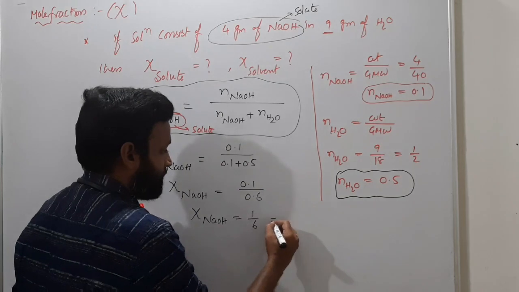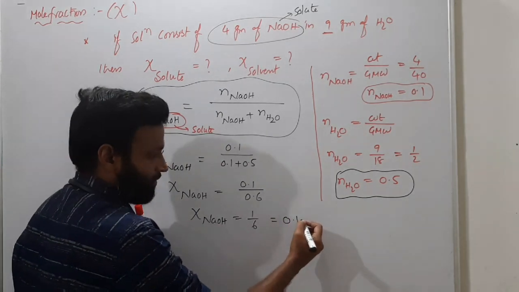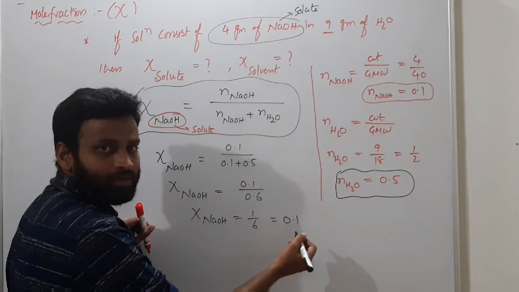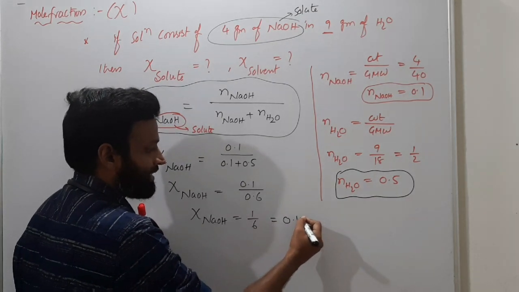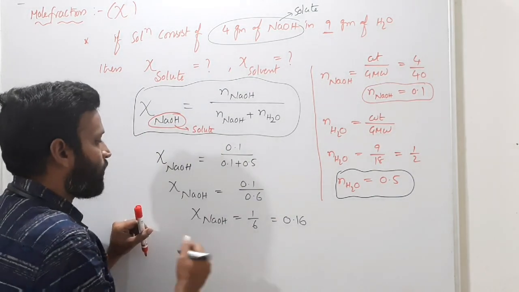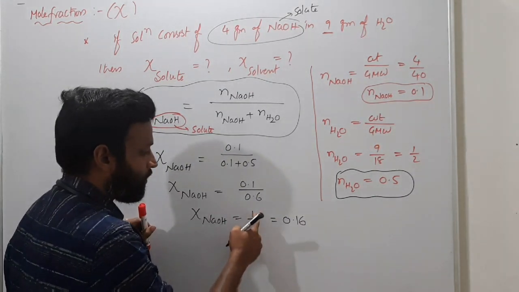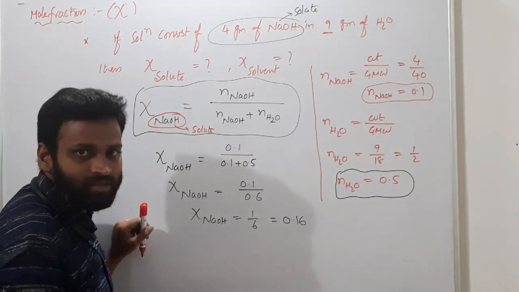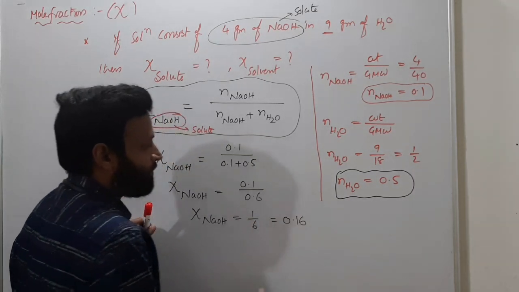Understood or not? So 1 by 6 is 0.16, that's it. The mole fraction of NaOH is 1 by 6, which means 0.16 something. It has no units, because mole fraction means the number of moles to the total number of moles.